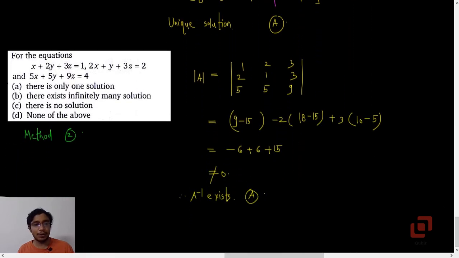See, now in method 2, all you have to do is just find the determinant. If it is non-zero, there is a unique solution, because the inverse exists, so you can apply the method of inversion. So the determinant of A, 1 2 3, 2 1 3, 5 5 9. Just expand and find the determinant. It will be 15, definitely non-zero, so A inverse exists, so unique solution, option A.